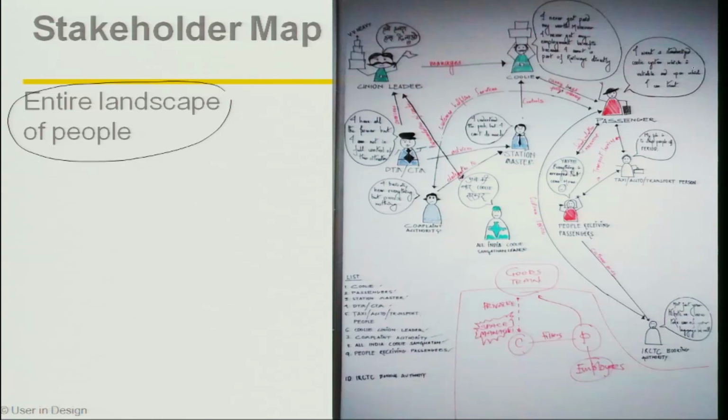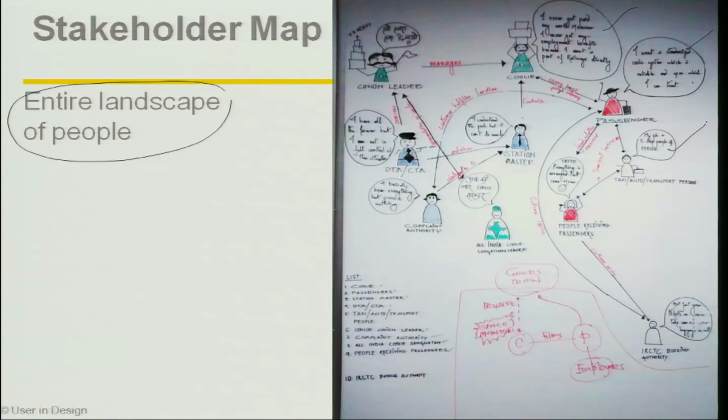So what is the passenger saying? She is saying, I want a standardized coolie system which is reliable and upon which I can trust, okay? If you look at what the coolie is saying, he's saying, I never get paid my worth, all right? What is the person receiving the passenger saying? Oh, everything's arranged, just come home now, okay? So as you can see, these are reflections of what is the person's top of mind thought, what is on their mind, okay, in the aspect of this particular problem that you're trying to solve.